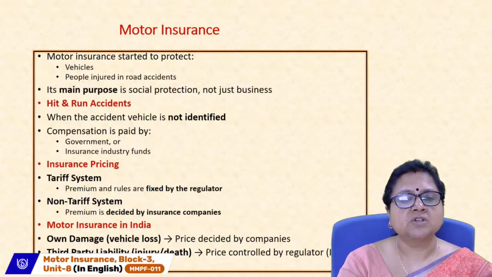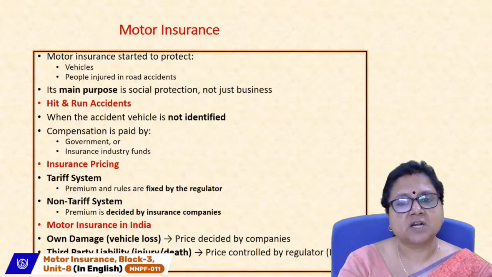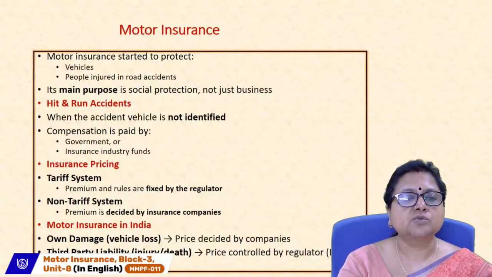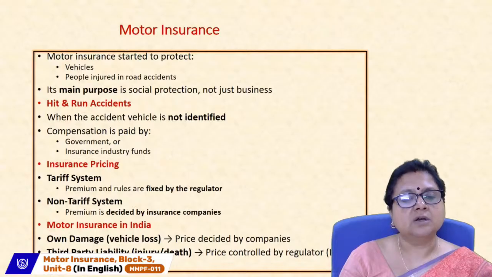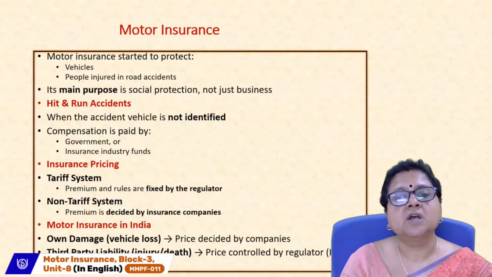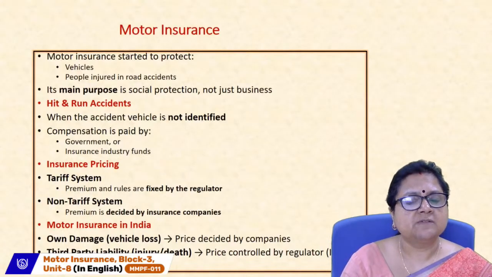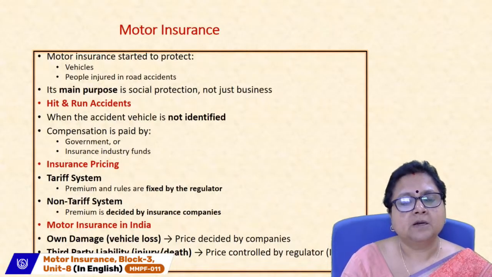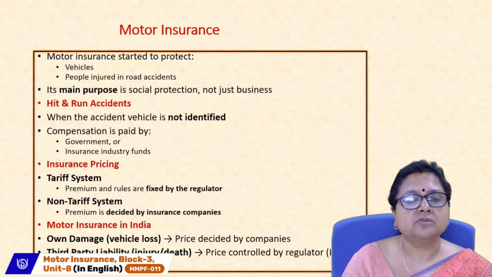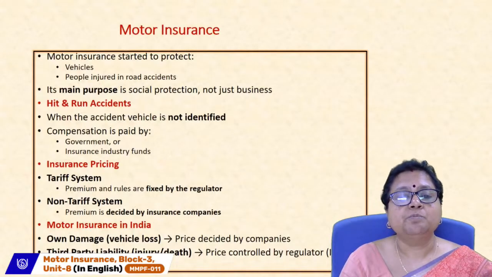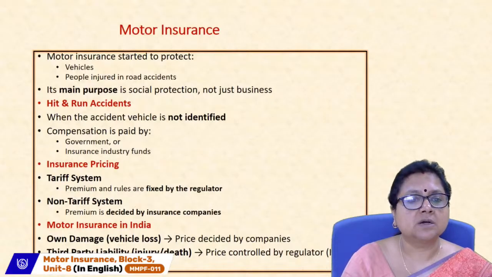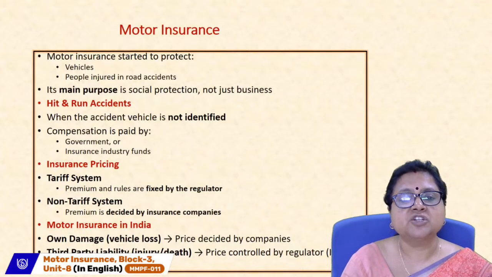So its main purpose was social protection, not just business. It was meant to reduce the number of accidents, which were in a growing phase, and it is still a concern for the state and central government. There were several cases of hit and run accidents. In a hit and run accident, a vehicle comes, causes an accident, and does not stay there; instead, the vehicle runs away. So you don't know the whereabouts of the vehicle that caused the accident. In such cases also, the government is liable to pay money to the victim who has faced the accident by the unidentified vehicle.